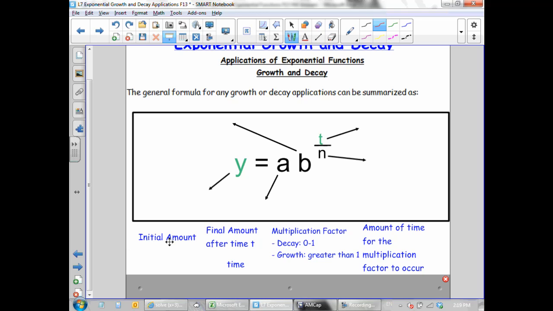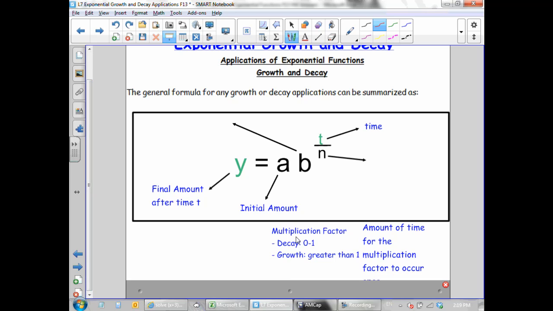Okay, help me out. I'm going to call around the room. Brittany, where does initial amount go? Emily, where does time go? Yeah, T for time. Awesome. Andy, where does final amount go? The final amount. Sophia, where's the multiplication factor go? Is that n or b? B.